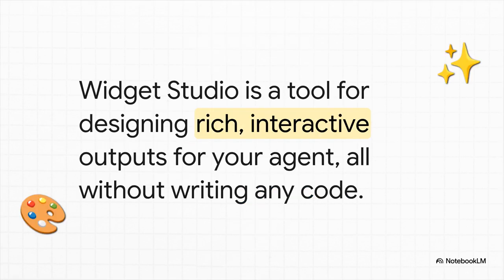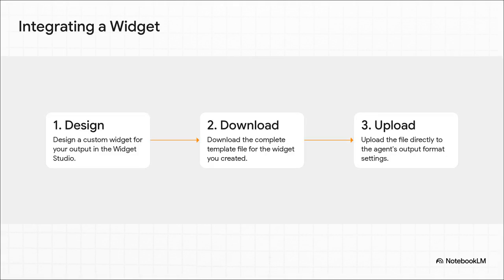The answer is a big yes, and the solution is a tool called Widget Studio. This is another awesome tool that lets you design rich, interactive output cards, again, without any code. Think of it like designing the cool visual packaging for your AI's answer. And hooking up a widget is a super simple three-step process. First, you design your custom widget in the studio. Then, you just download the template file it spits out. Finally, you upload that file directly to the agent that you want to use it.